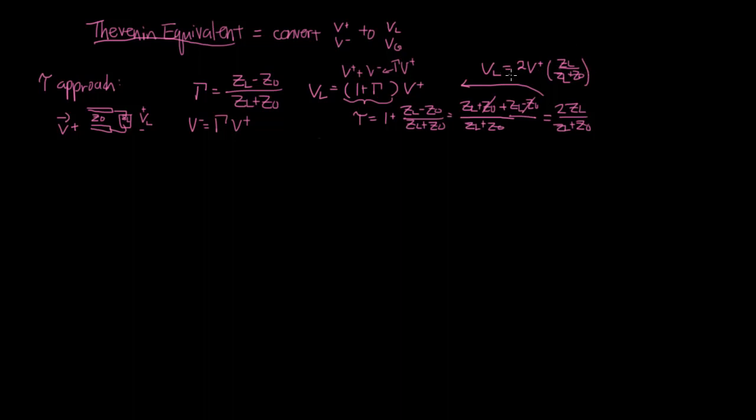If you look at this formula at face value, this looks like a voltage divider where you have this, we'll call this the Thevenin equivalent voltage. And it's a voltage divider between ZL and Z0. And then this will be the voltage of the load.